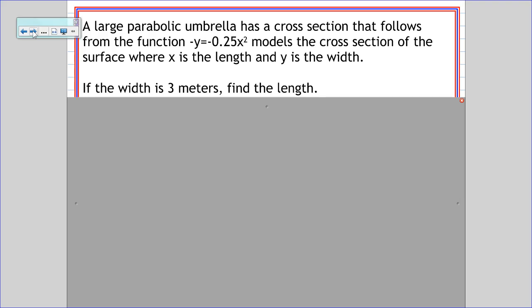Go ahead and read through this. I'm going to put the answer up in just a second.